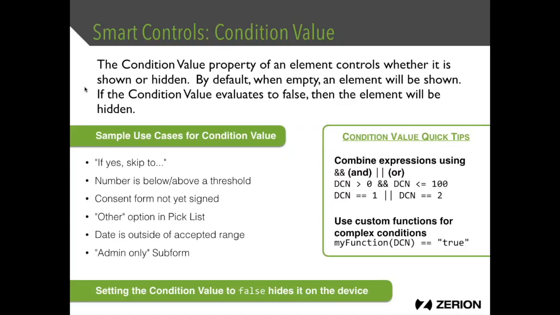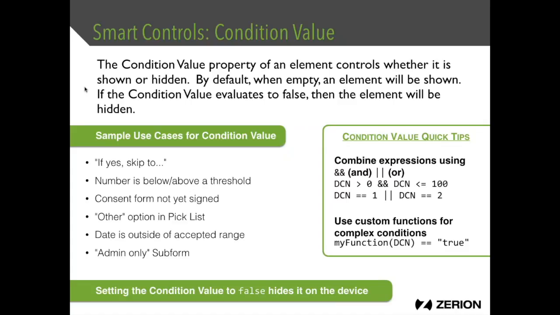Now, some sample use cases for when you may want to use a condition value. This is going to be the most common one, and I have in quotations, "if yes, skip to ..." This intimates the setup where in a form, if you have a set of questions that is only supposed to be answered if a prior question has a certain response, otherwise it's supposed to be skipped, this is going to be a prime example of when to use condition values.